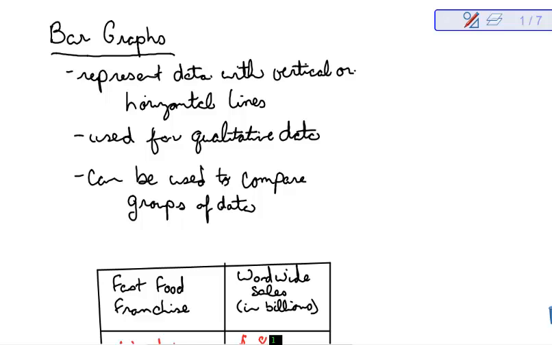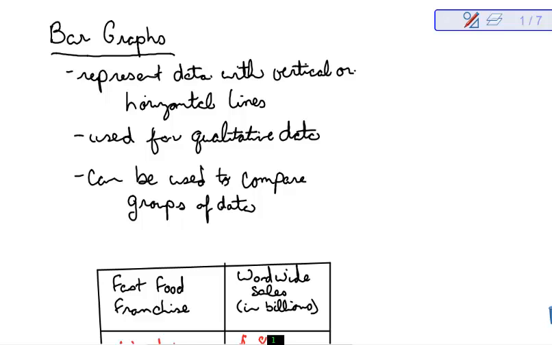Today what we're going to talk about is how to represent data in other ways. Last time we discussed frequency distributions and how to represent their data, which was usually in histograms, frequency polygons, ogives. This time what we're going to talk about is how to represent some of the categorical data in other ways.